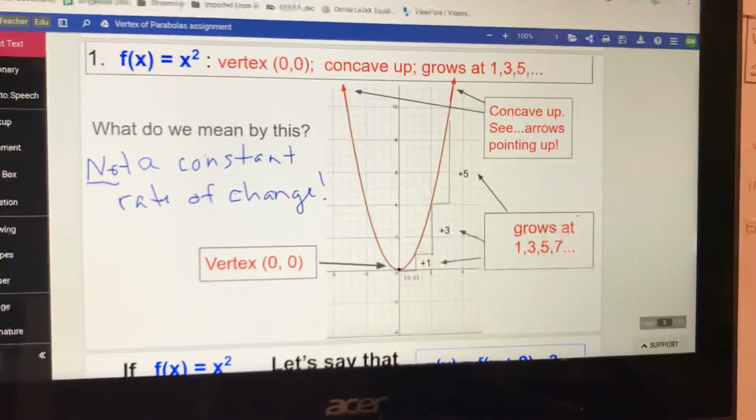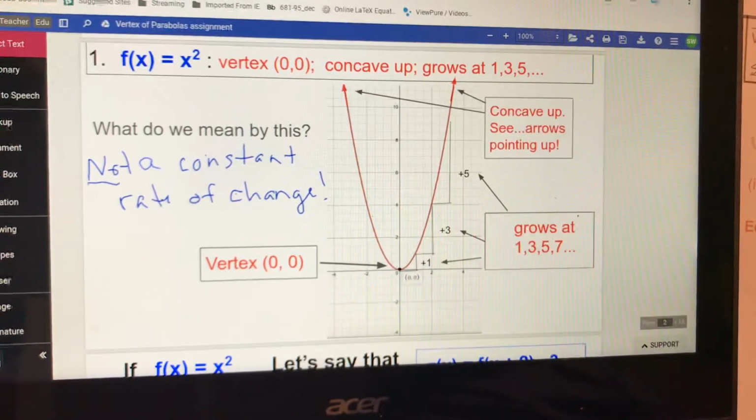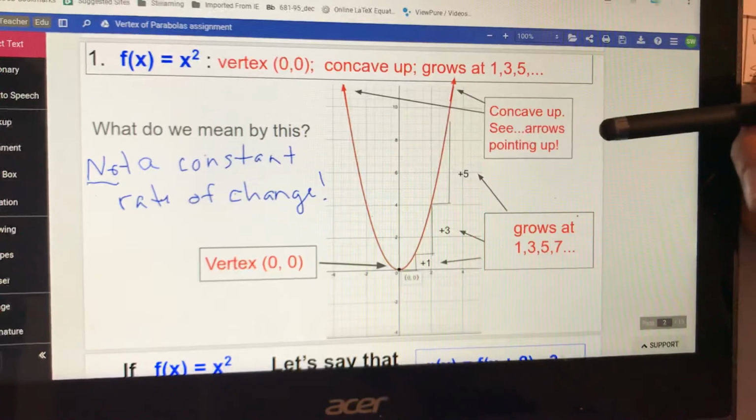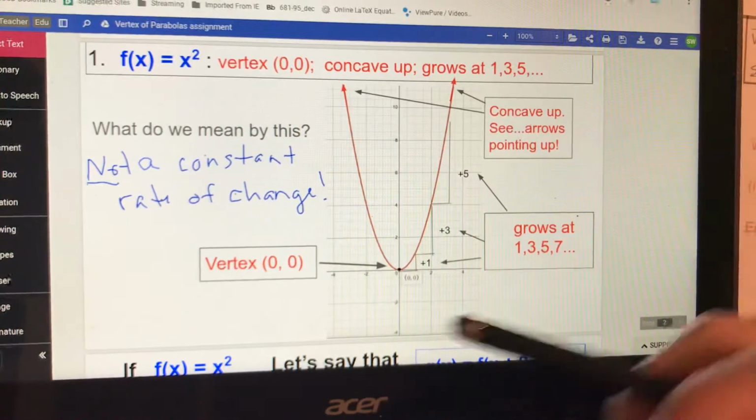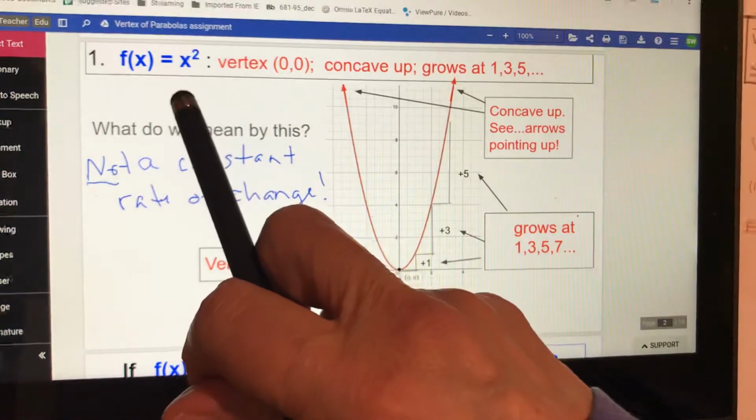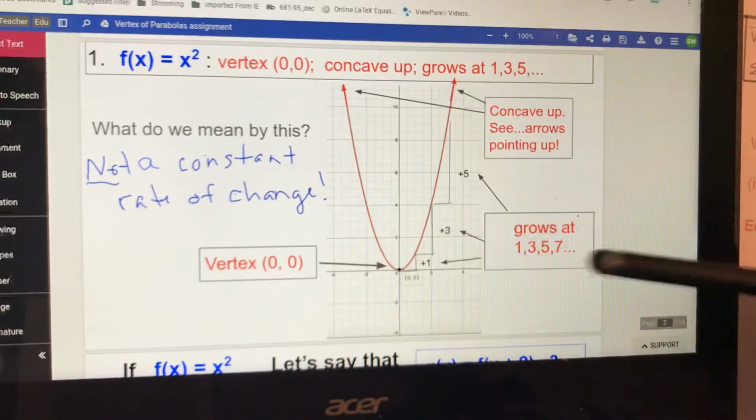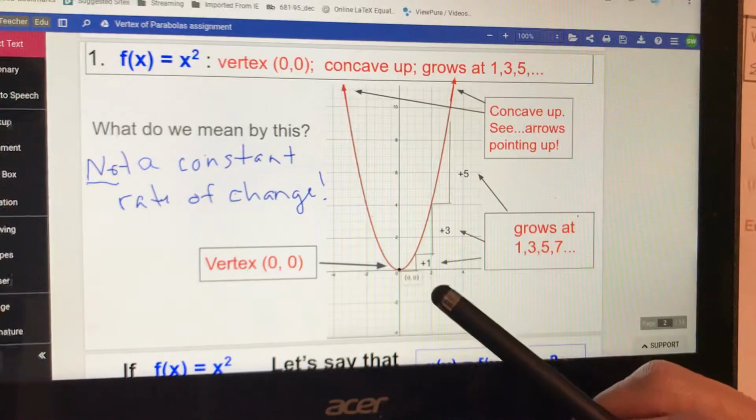Here we have the parent function of the quadratic equation, f of x equals x squared. Note that there is not a constant rate of change here. The vertex is still at 0, 0. It is still concave up because the lead coefficient is positive. That means it's concave up, but the rate of change continues to change.